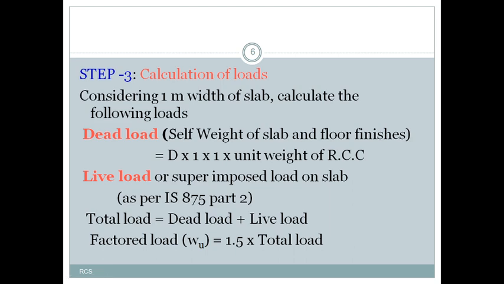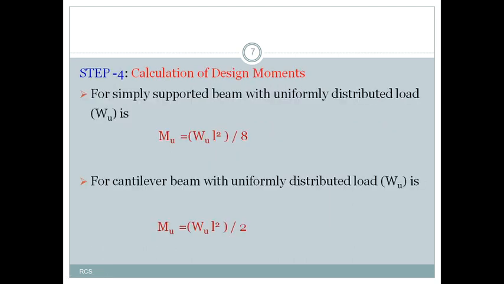After calculating that, we have to calculate the design moment. Based on the ultimate load or design load, we can calculate the design moment, or ultimate moment. Here we have two different cases for different types of beams. For a simply supported beam with a uniformly distributed load Wu acting over the beam, the ultimate bending moment is Mu equal to Wu L square by 8.